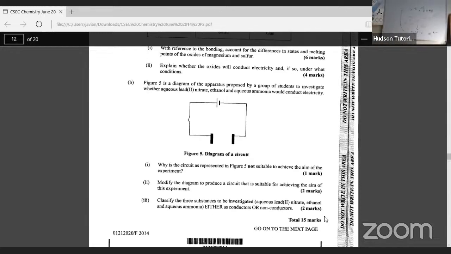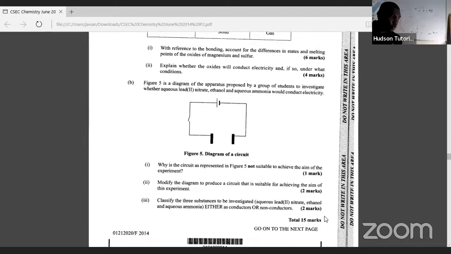So it says figure 5 is a diagram of apparatus proposed by a group of students to investigate whether aqueous lead nitrate, ethanol, and aqueous ammonia conduct electricity. So it's electrolysis. First question: why is the circuit as presented in figure 5 not suitable to achieve the aim of the experiment? Why is it not suitable?